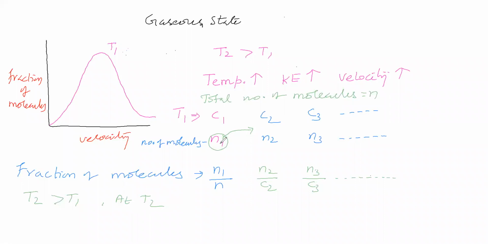From here, some of the molecules go to the higher velocity side. So is this velocity possessed by now a smaller number of molecules, or the same number of molecules? What do you say? Is the C1 velocity possessed by fewer molecules, or the same N1? Okay, you are saying fewer molecules.